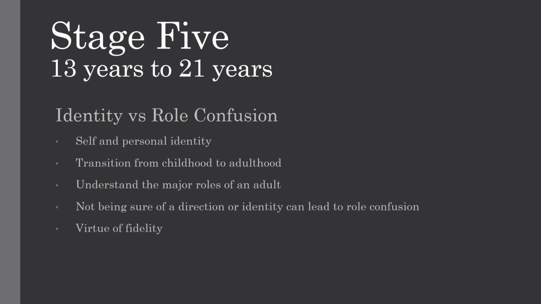When they get to the older stage, as they finish high school, they start to understand the major roles as an adult. Responsibility, jobs, even some personal life that is beginning. They can create the virtue of fidelity if they're able to commit oneself to others. If they're not sure of the direction or if they cannot figure out the identity of themselves, this can lead to role confusion.